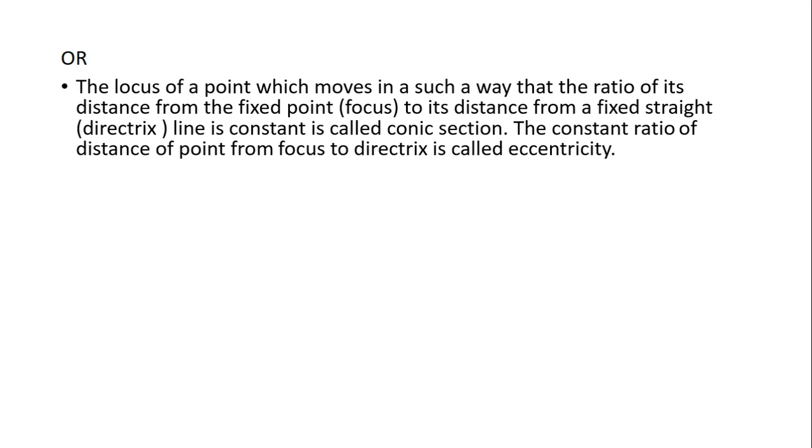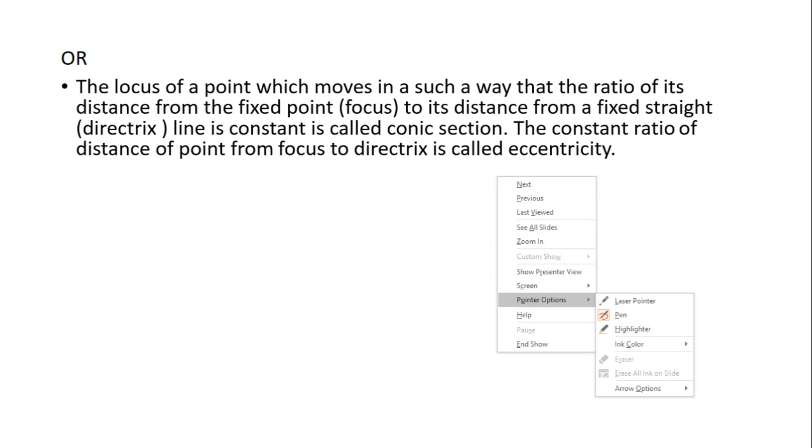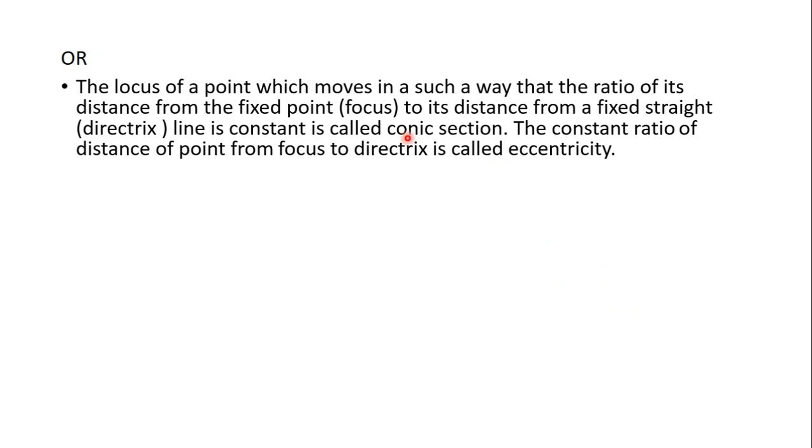We can also define a conic section in terms of locus. The locus of a point which moves in such a way that the ratio of its distance from a fixed point to its distance from a fixed straight line is constant is called the conic section. The constant ratio of the distance of the point from the focus to the directrix is called the eccentricity.